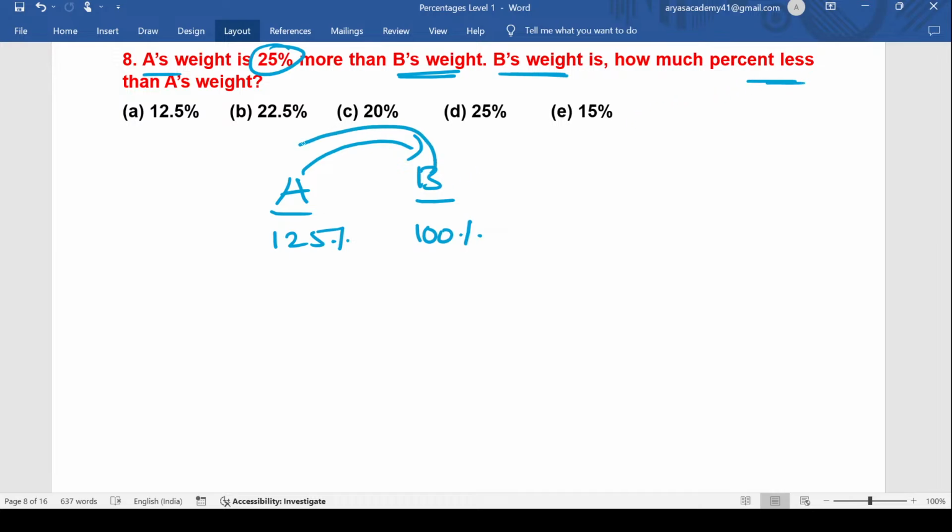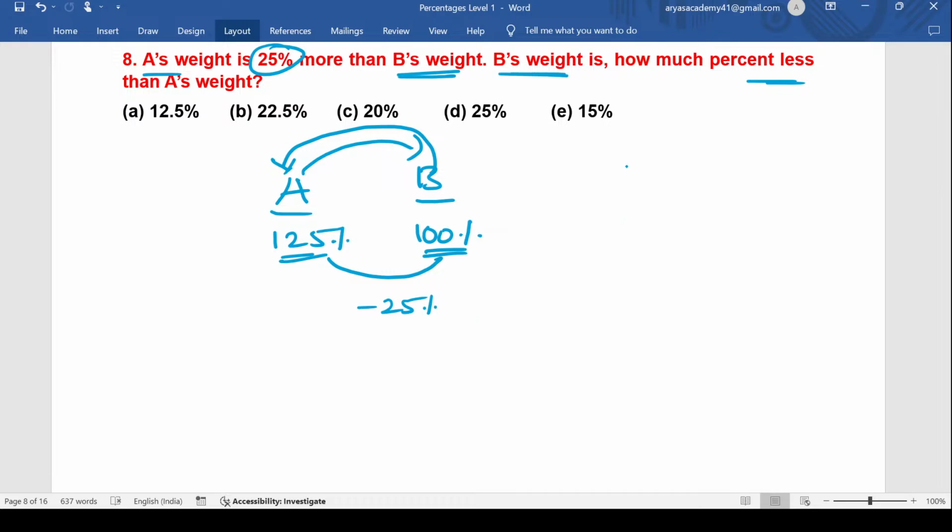Now the question is, B's weight is how much percent less than A? Suppose B is being compared to A in a reverse order, B has to be compared to whom? A. If that is done, then what is the percentage of B's weight that is less than that of A's weight? So if you look at the weights, this is 125 and this is 100. So B value is less than that of A value by how much? 25.